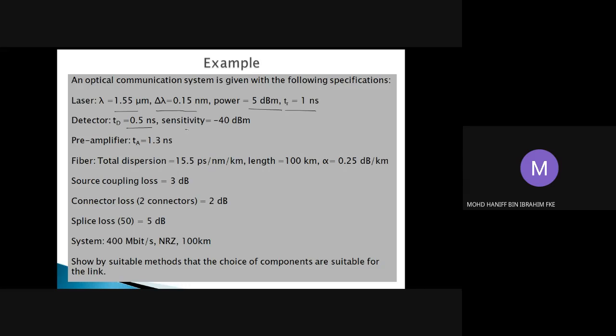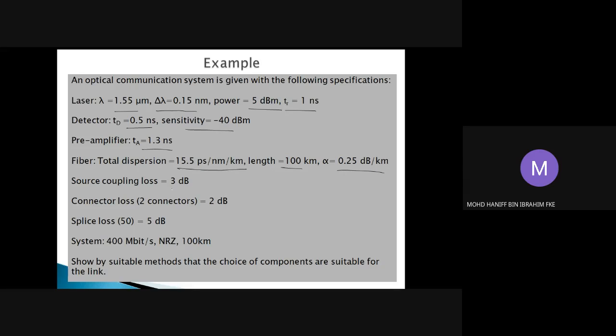For the detector, the detector rise time is 0.5 nanosecond. The sensitivity is -40 dBm. Sensitivity is the smallest power that can be recovered by the detector. While the preamplifier rise time is 1.3 nanoseconds. Dispersion of the fiber is 15.5 picoseconds per nanometer per kilometer. This is the material dispersion of the fiber. The length is 100 kilometers, while the attenuation is 0.25 dB per kilometer.